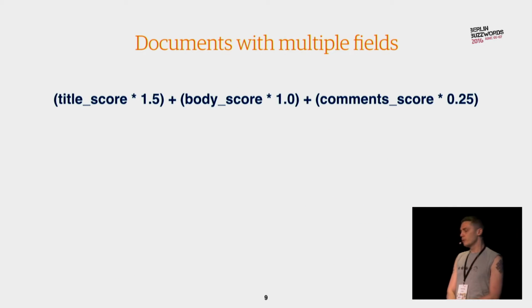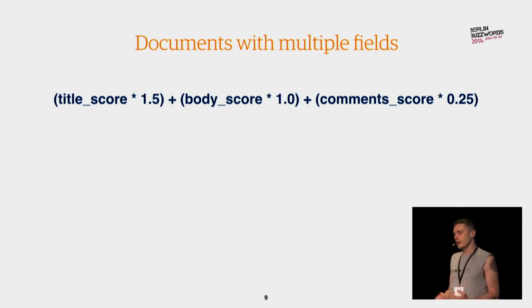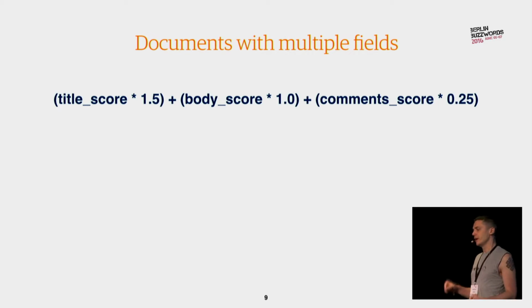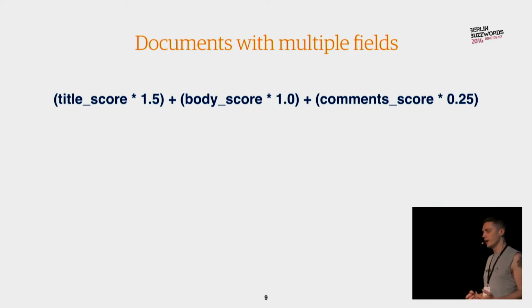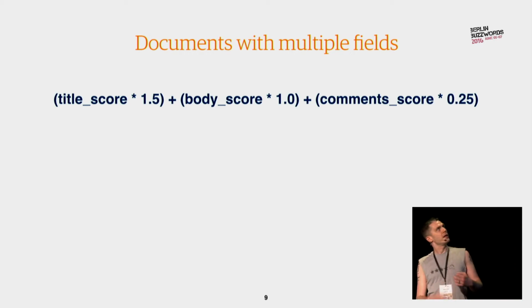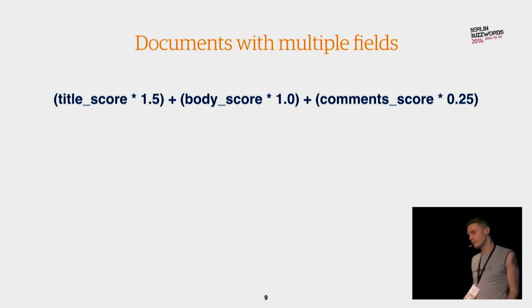Now things get a bit more complex if each item has multiple fields, like, say, a news article where you might have title, body text, and comments. The search engine will score the query against each of those fields separately, and then combine the scores, scaling them by whatever constants you provide. This lets you weight hits against a title more, or hits against a comment section less, for example.